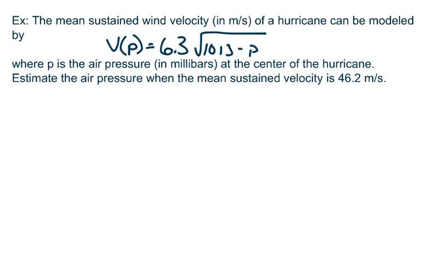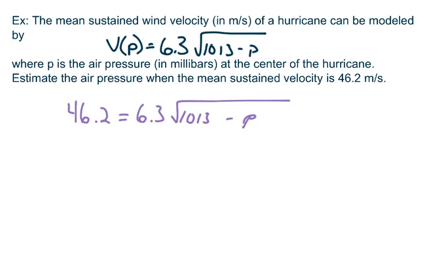So we have two different variables. We have this V of P, and then we have P. It says P is the air pressure, V of P is the velocity. It tells us a velocity, so we're going to substitute this 46.2 into V of P. So it's going to be 46.2 is equal to 6.3 times the square root of 1013 minus P. And we're going to solve for P because that's what it's asking for. Finding the air pressure. Okay?